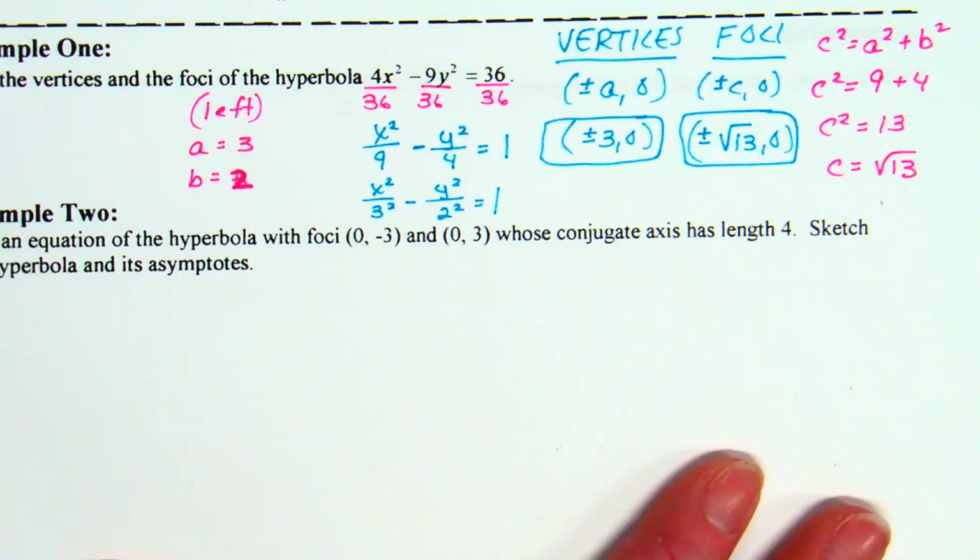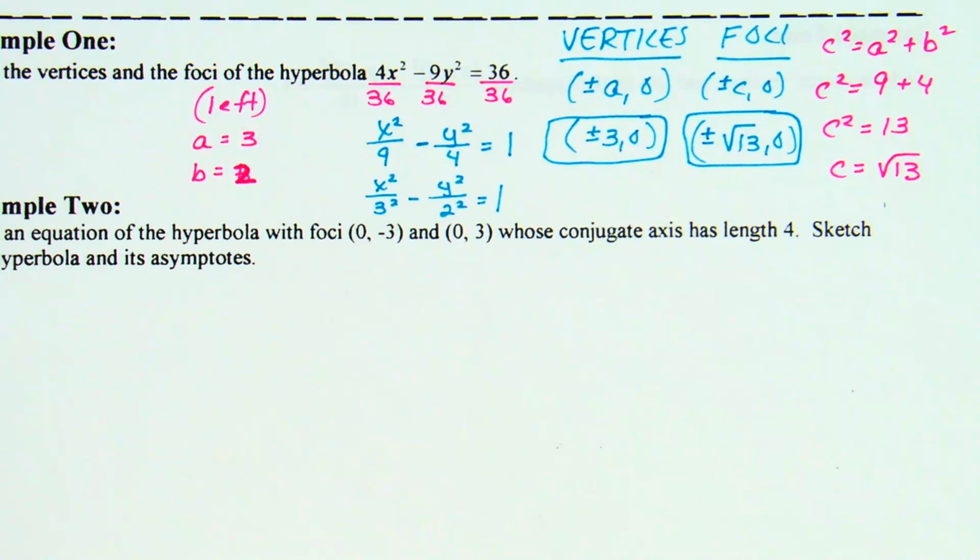Okay, example 2. Find an equation of the hyperbola with foci (0, -3) and (0, 3), whose conjugate axis has length 4. Sketch the hyperbola and its asymptotes. Okay, I'll save the sketch for last, because that's a whole new teaching. I got to teach the hyperbola here. But the rest of this works a lot like ellipses. So what kind of things are you going to share with me?